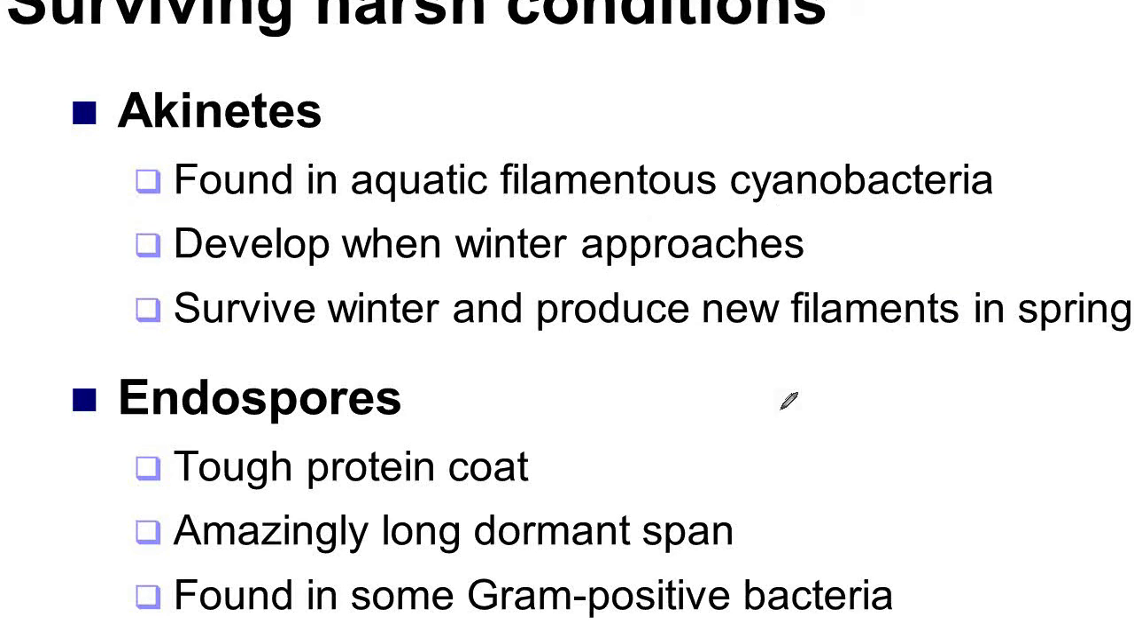You ever notice, like in the winter, all of these algae die off and all the pond scum goes away, but then it seems like it just pops right back in the spring? Well, that's because the akinetes are just sitting around dormant, ready for the warmer weather. As soon as it comes, they start producing new filaments, and the rest is history, right? They turn everything green again.